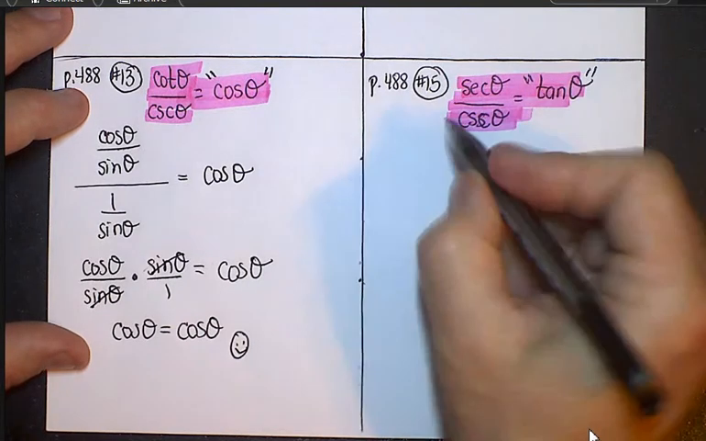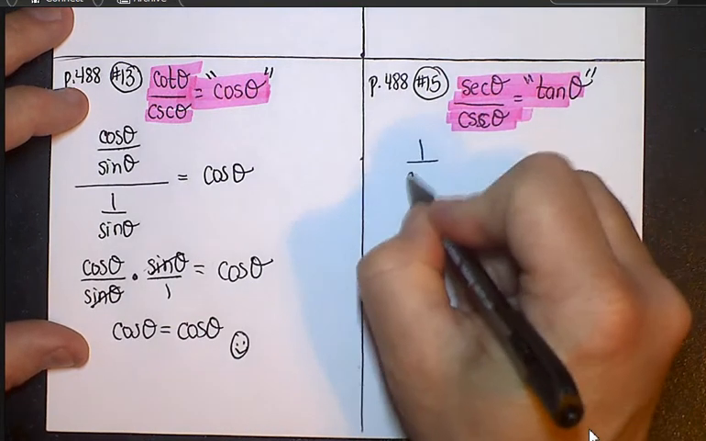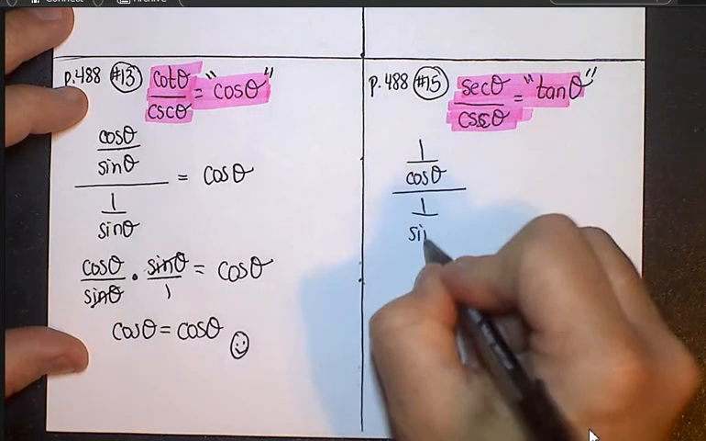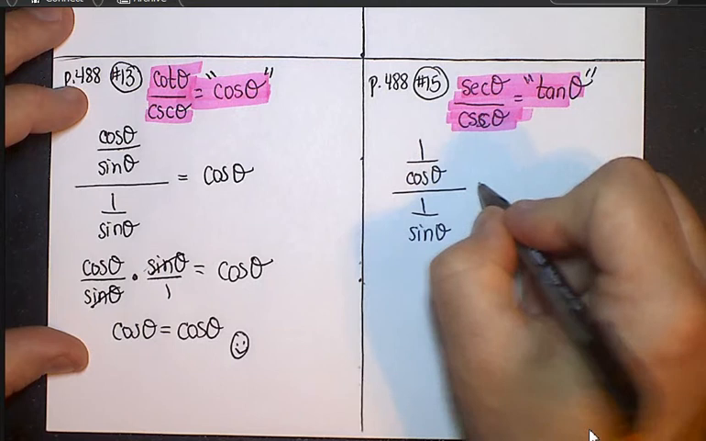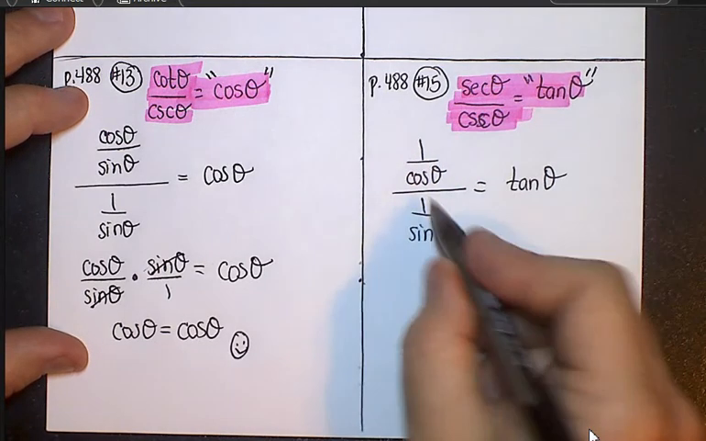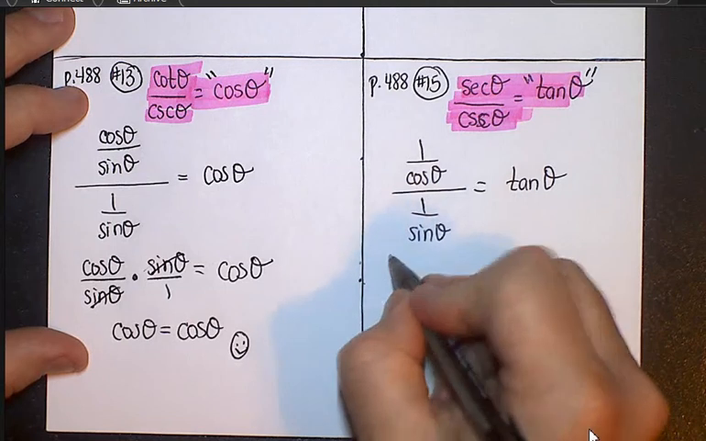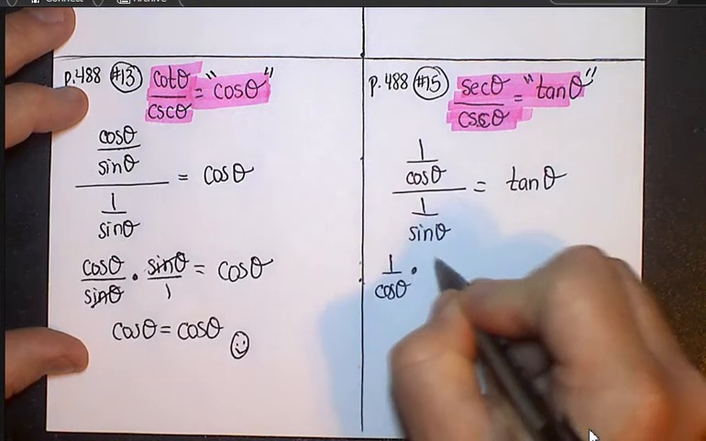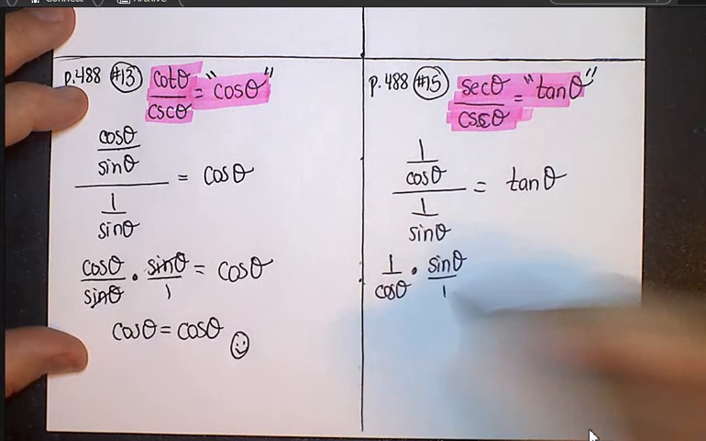cosines. Secant is 1 over cosine theta. Cosecant is 1 over sine theta. And this is supposed to equal tan theta. Simplifying by doing this division, the top fraction stays, division changes to multiplication, and that bottom fraction flips.